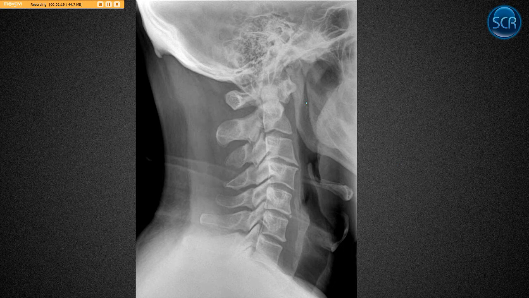Here's another example of someone with trauma. And this person traumatically ruptured their transverse ligament and enlarged their ADI. And so again, this is unstable upper cervical spine. Should probably get an MRI because they have central canal stenosis.